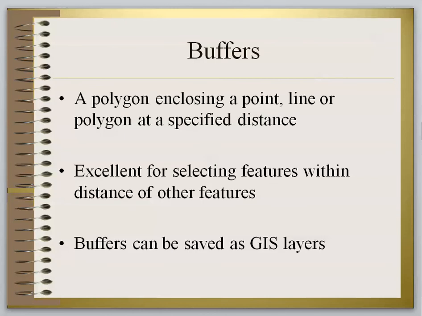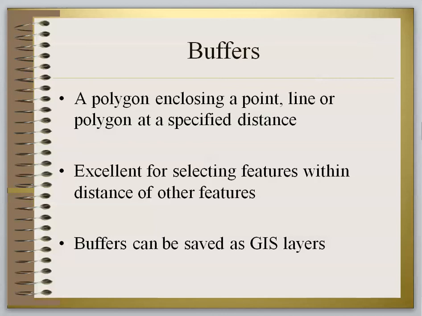Okay, now it's time to look at geoprocessing, the tools of the trade. For starters, everybody, buffers. Now we're looking at proximal relationships here. Wow, buffers are really useful. So, what are buffers, everybody? A polygon enclosing a point, line, or polygon at a specific distance. You're going to create a zone of distance around some feature. Now, the second point, excellent for selecting features within distances of other features. It's so simple. It just gets the job done. And the best thing about it is point number 3, buffers can be saved as GIS layers.